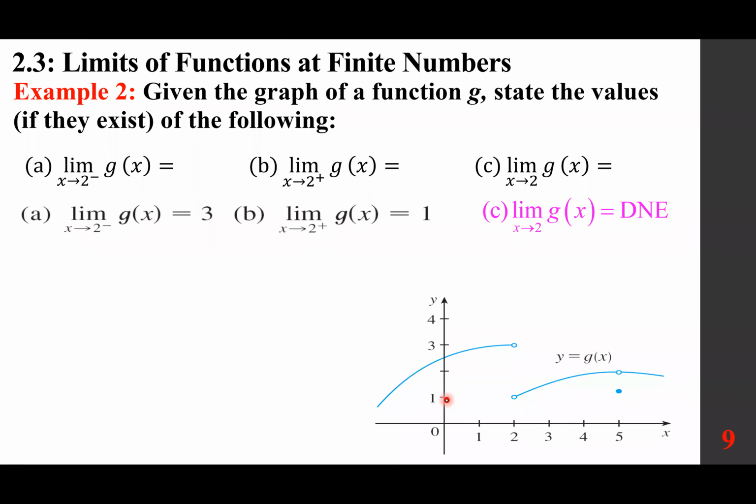So what is the limit of g of x as x approaches 2? Does not exist. Why is that? They must be identical and they are not.